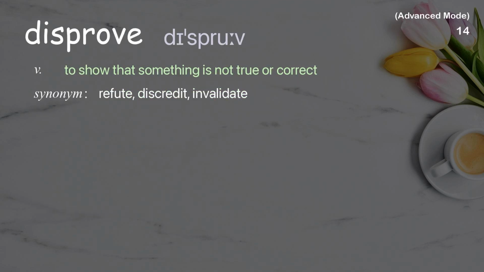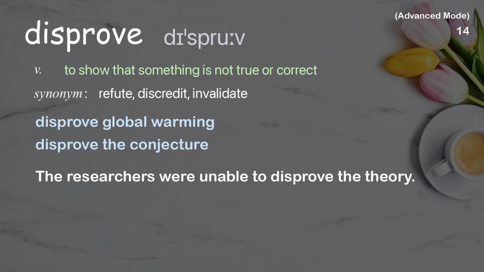Disprove. To show that something is not true or correct. Examples: Disprove global warming. Disprove the conjecture. The researchers were unable to disprove the theory.